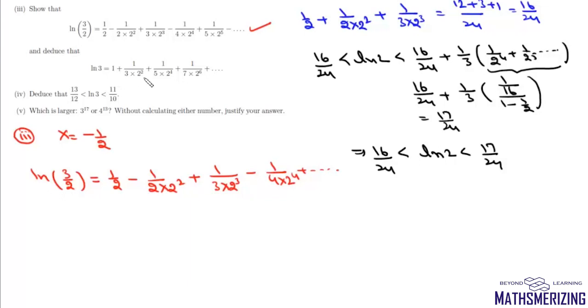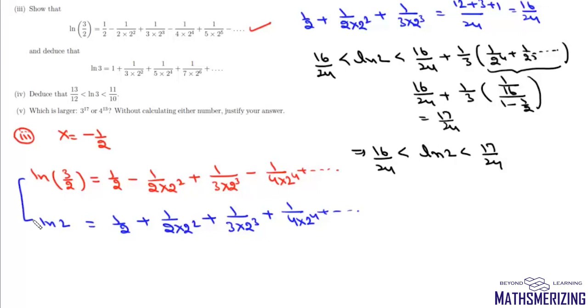Now we have already worked out the series for ln 2, which is 1 by 2 plus 1 upon 2 into 2 square plus 1 upon 3 into 2 cube plus 1 upon 4 into 2 to the power 4. And if we add them, then we can write log m plus log n as log m into n. So it will be this log 3. If we add them, these terms will cancel.